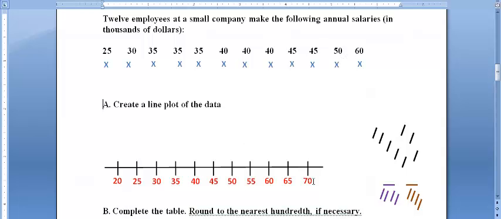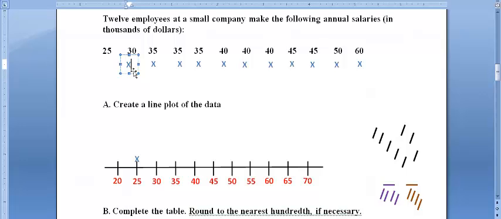Next, when using a line plot, we want to plot the data values right here on the line. So I'm going to use these blue X's. So I take my first X and I plot it right on my 25. So this X represents that I have one 25 data value. I do the same with the 30. I take it, draw my X right on the 30. So you would be drawing yours in with a pencil.